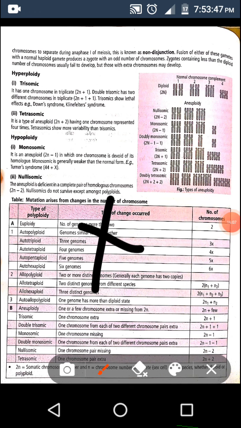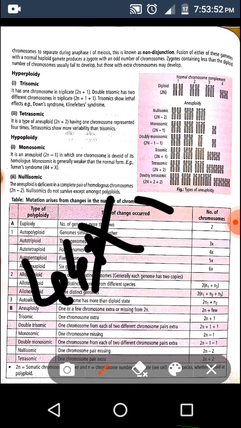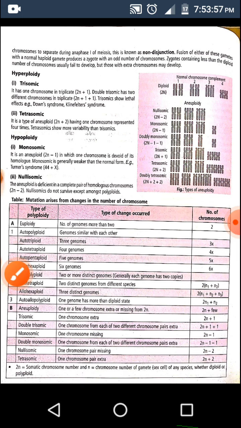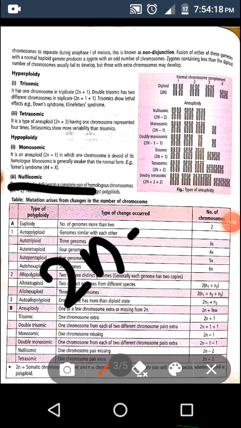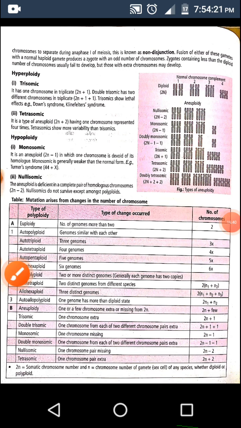That is, the female with 44 autosomes and one X chromosome, and the loss of one X chromosome results in a monosomic condition in an individual. Then the other one is nullisomy. Nullisomy means there is a loss of two chromosomes from a set of chromosomes.